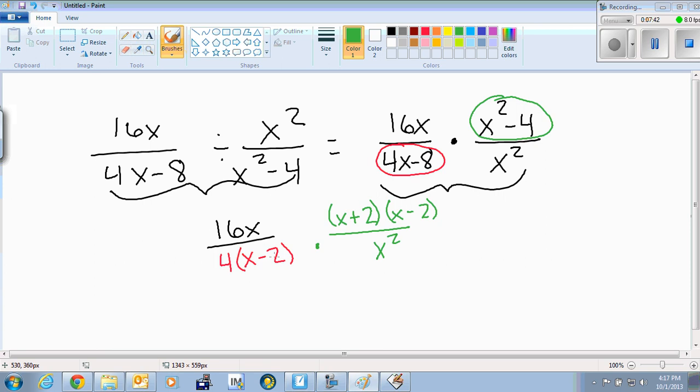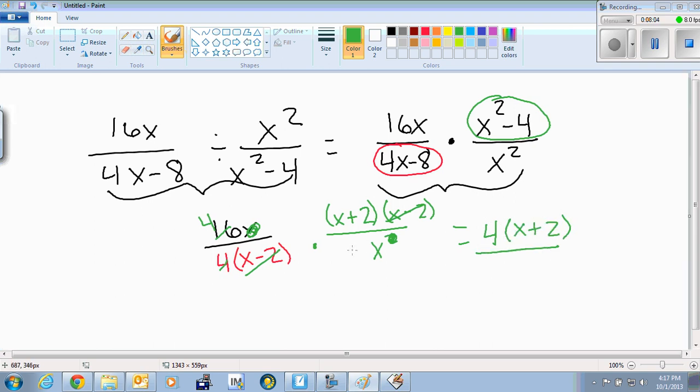So now what you do is just start canceling. X minus 2's cancel. This x down here will cancel with one of those x's on the bottom. And then 16 divided by 4 is just 4. So on the numerator I've got 4, and then the x plus 2. Now on the denominator I've got just this x by itself.